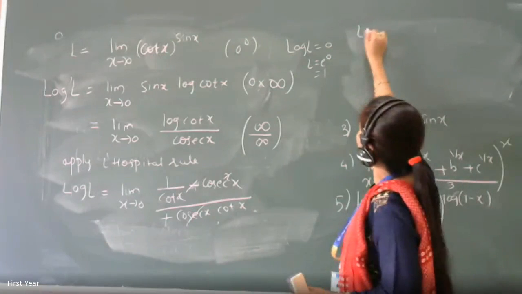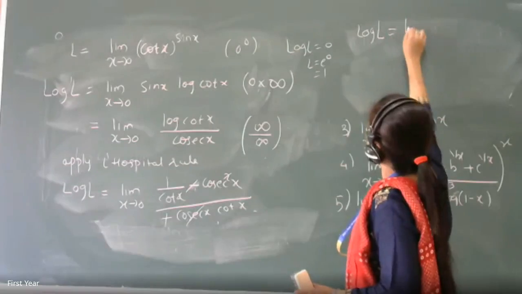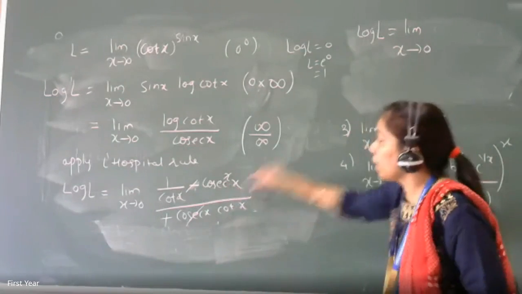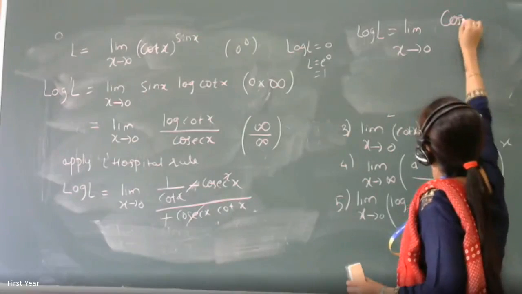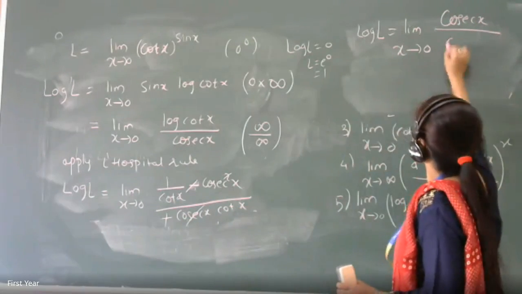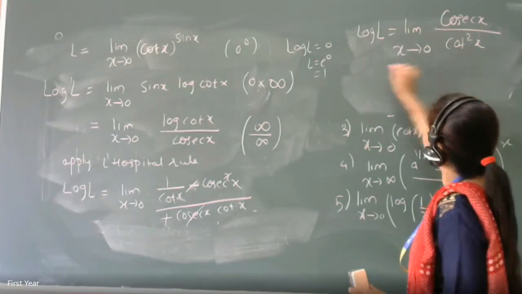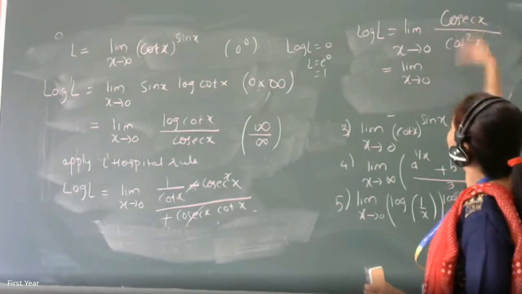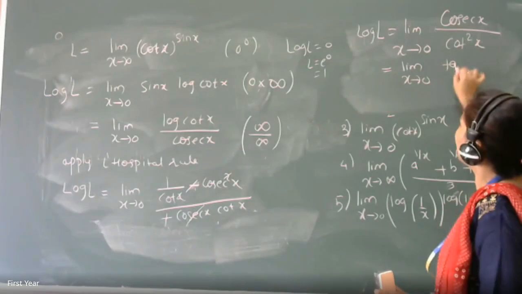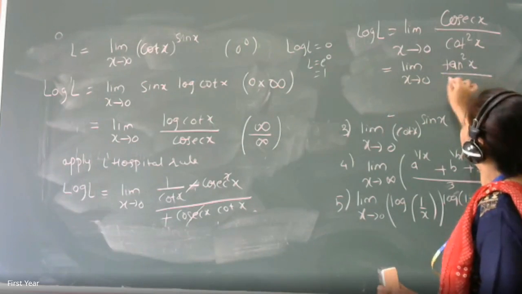So it is nothing but log L is equal to limit as x tends to 0. Cosec x will remain as it is, and in the denominator it is cot into cot square. Now you can see. So cosec x goes in the denominator, it will become sin. Cot will go in the numerator, it will become tan. So it is tan square x upon sin x.